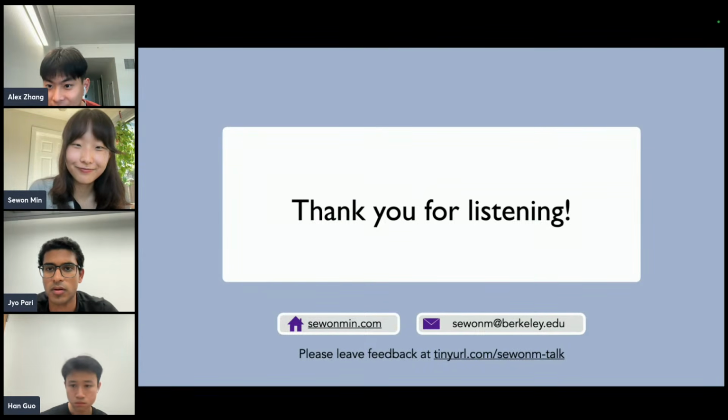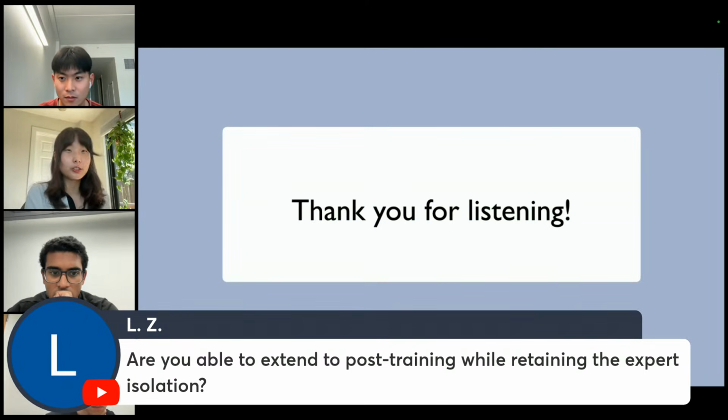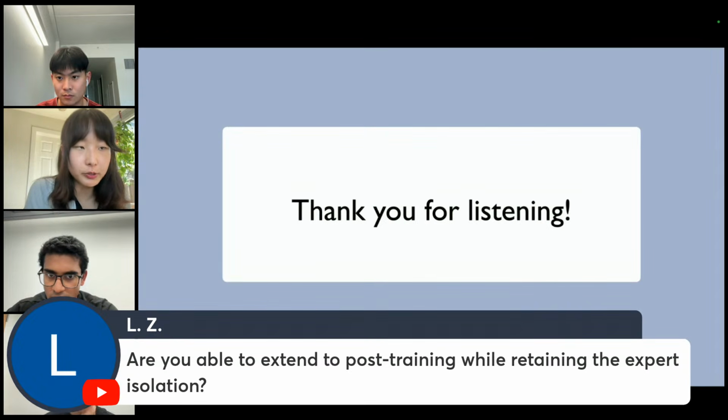Sorry, a question from LZ asks, are you able to extend to post-training while retaining this whole expert isolation setup? Yeah, that's a great question. To clarify, our model is all pre-training or mid-training. There's no post-training, but in the end we want to post-train, so how to do that is important. I think there could be two different answers. One is we take this FlexOlmo as a standard mixture of experts, and then we just post-train on it, just like we would do post-training on a standard mixture of experts.